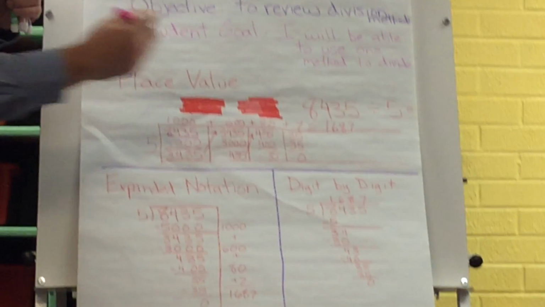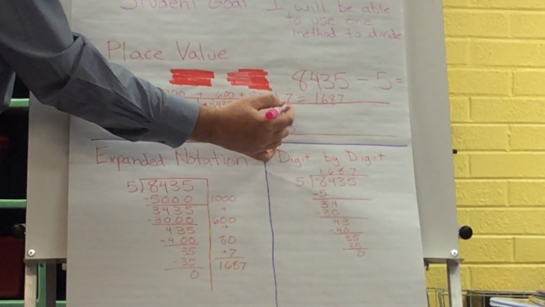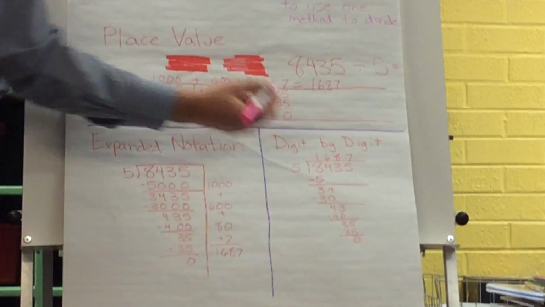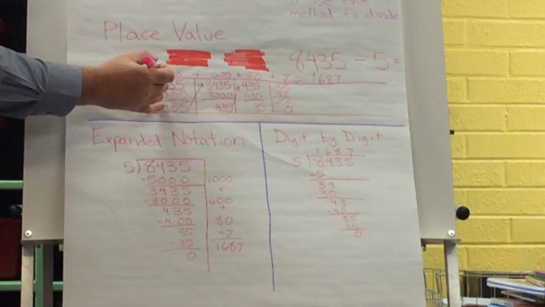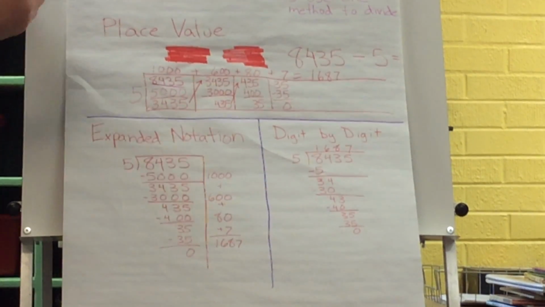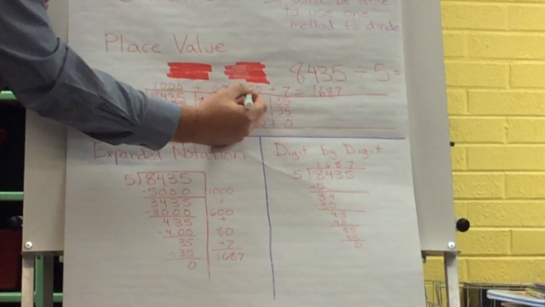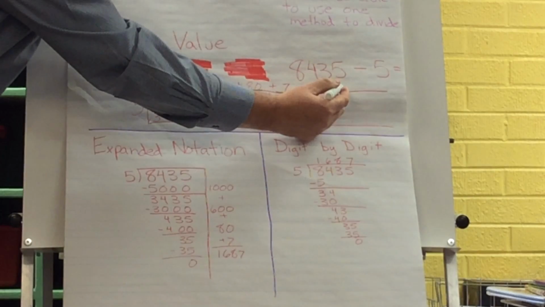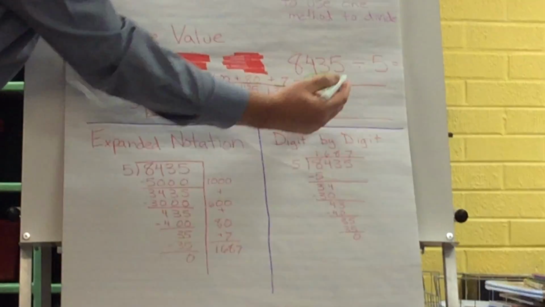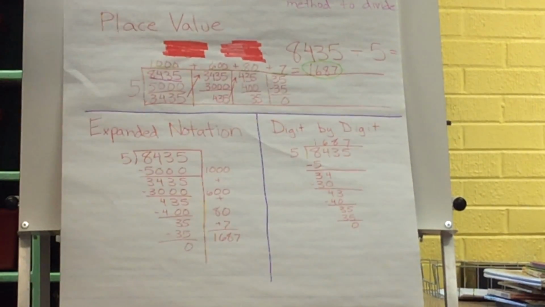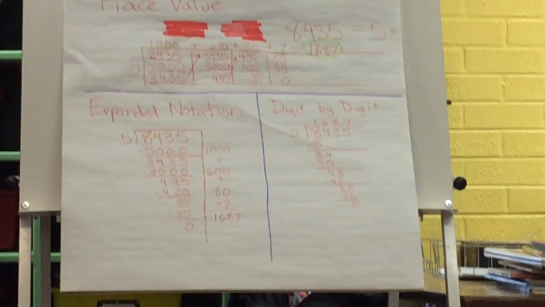7. Okay, thank you, Abby. So 5 times 7 equals 35, and all I have to do is subtract that to get my 0. Now I can take these numbers up top here, and all I have to do is add them together. So I add my 1,000, my 600, my 80, and my 7 to get my final answer of 1,687. That's one method that you can use.